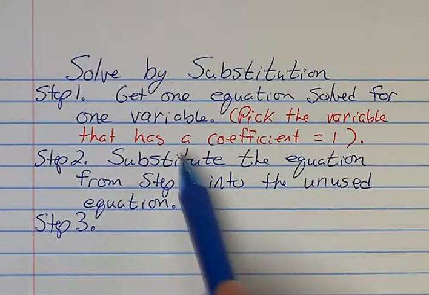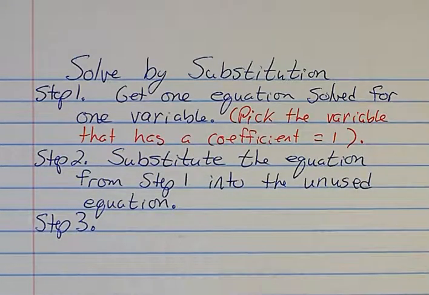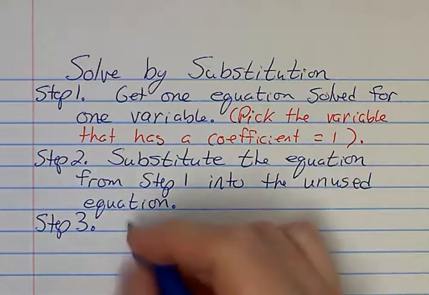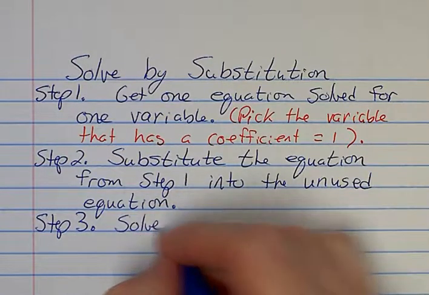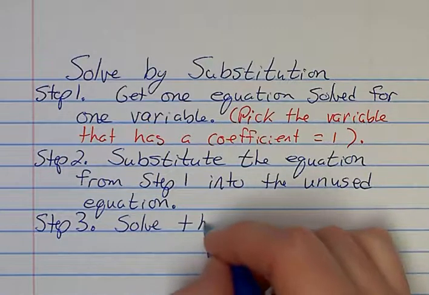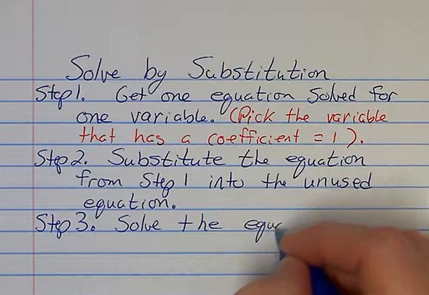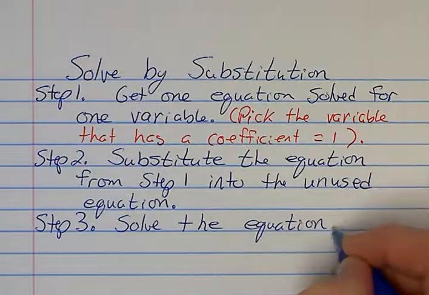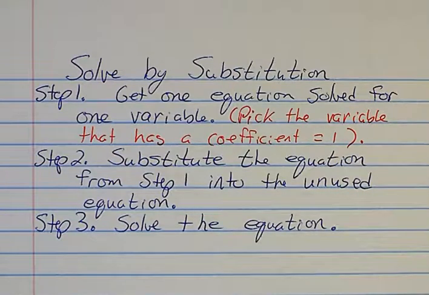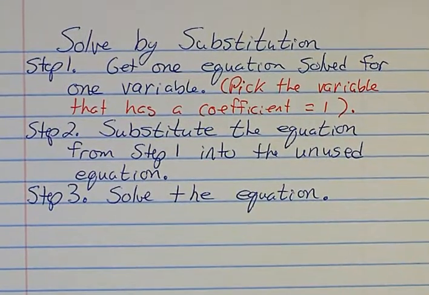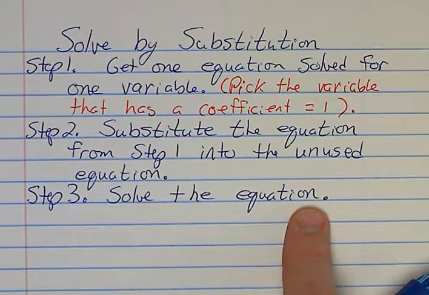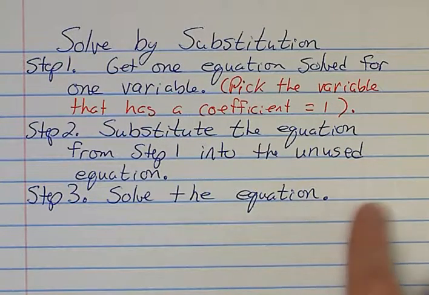Okay, once you do the substitution, you're kind of like we were in the other part. You're going to have one simple equation left over. So you're just going to solve that equation. And then, same as the other method, once you get x equals 2 or y equals 3 or whatever, you're going to plug this back in.